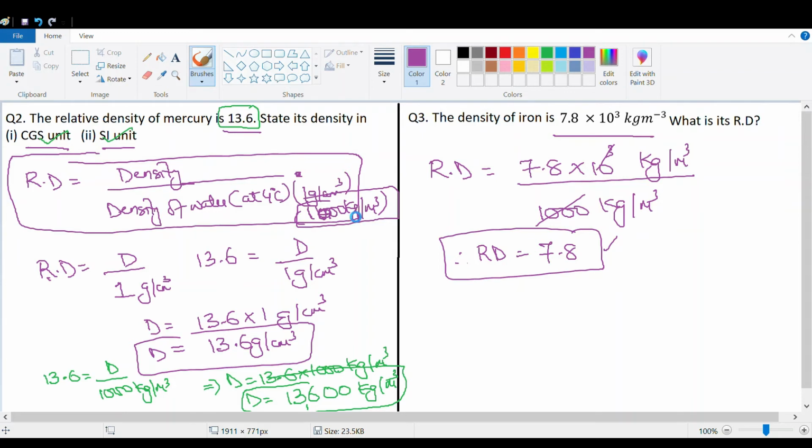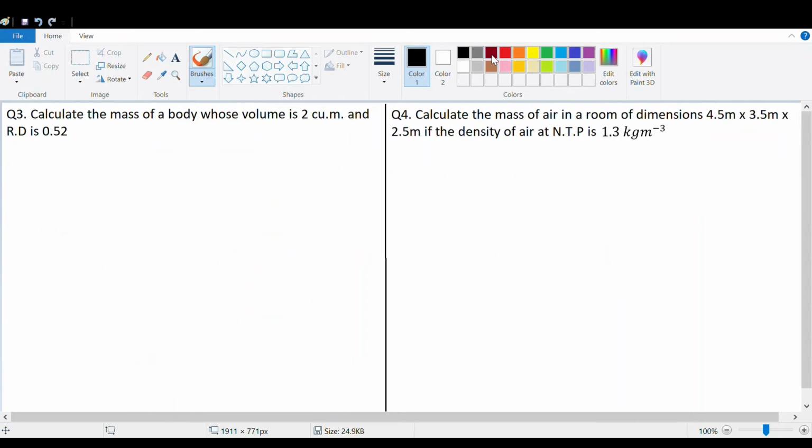The next question that we do is question number 3. Calculate the mass of a body whose volume is 2 cubic meter and RD is 0.52. So let's just write the information given. Volume is equal to 2 meter cube. And is this question 3? In fact, this is question number 5. I don't know why I've written it as 3, but anyway, this is question number 5.